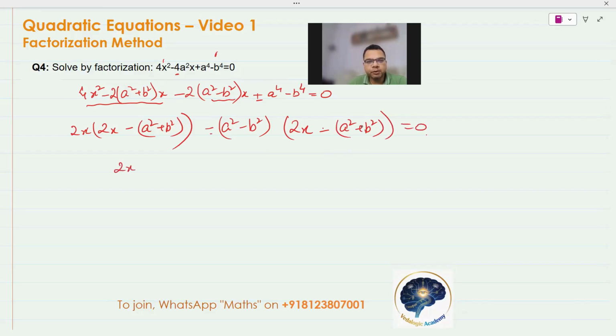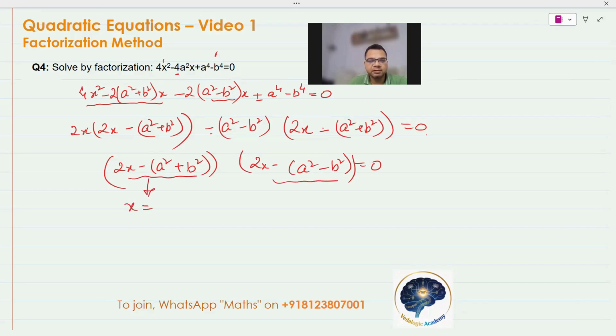So now I take 2x minus a square plus b square separately, and the rest is 2x minus a square minus b square equals 0. So either this is 0 or this is 0. If this is 0, then I'll take this to the right hand side, it becomes a square plus b square, and 2 will become the denominator. So x is either a square plus b square by 2, or x is a square minus b square by 2. Okay, I hope this is clear. So we have found the solution of this equation using factorization.